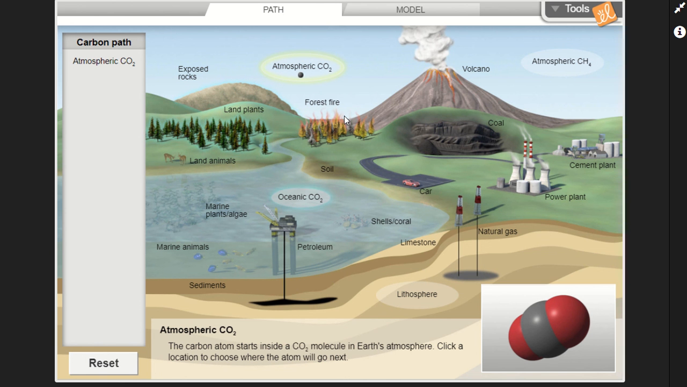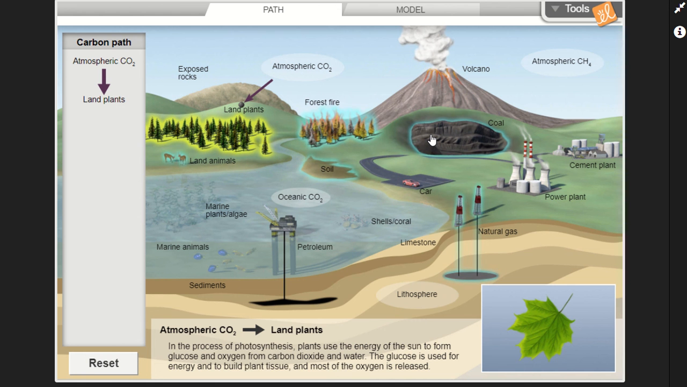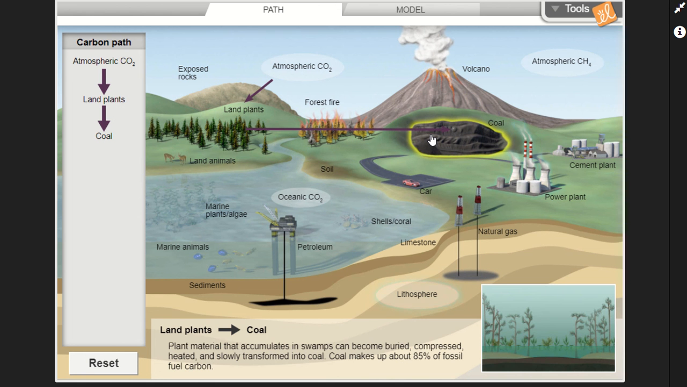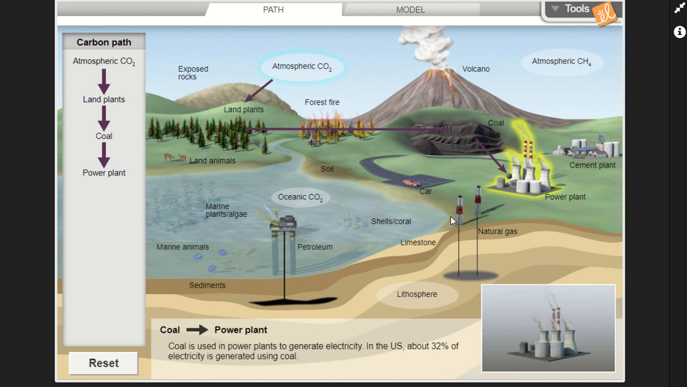Using the gizmo, describe the main use for each fossil fuel. So we went through and we're going to click on each fossil fuel. So I'm going to start with land plants to coal. So what is coal used for? So I'm going to click this power plant to see what it says. So I clicked from coal to power plant. Coal is used in power plants to generate electricity. So you can say used in power plants for electricity.